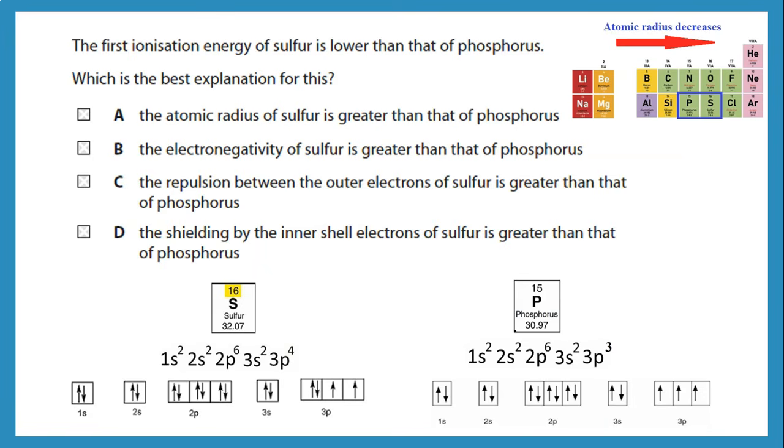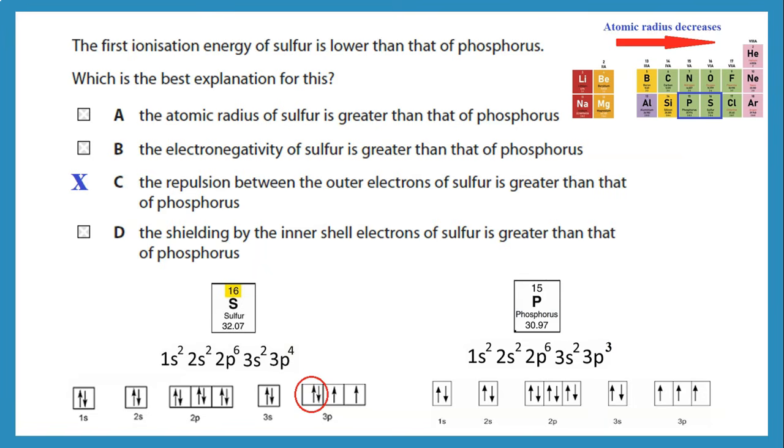What about B? The electronegativity of sulfur is greater than that of phosphorus. Well, he's asking for the best explanation. So when we explain this, we do not use electronegativity. But then when he says the repulsion between the outer electrons of sulfur is greater than that of phosphorus, well, that would be a correct answer, because sulfur has a 3p4, so one of the p orbitals has paired electrons, and these will repel each other, so we will be able to remove it more easily than an electron from a half-filled p sublevel in phosphorus.